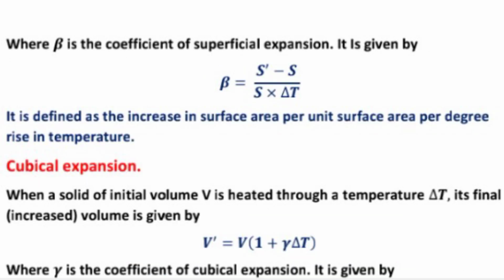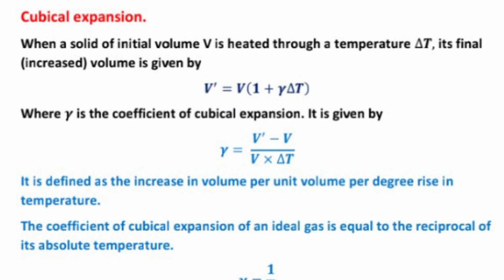Now I am moving further to the next topic. The next topic is cubical expansion. What do you mean by cubical expansion? When a solid of initial volume V is heated through a temperature delta T, its final, meaning increased volume, is given by V dash equal to V into bracket 1 plus gamma into delta T, where gamma is coefficient of cubical expansion and it is given by gamma equal to V dash minus V upon V into delta T. And gamma can be defined as the increase in volume per unit volume per degree rise in temperature.